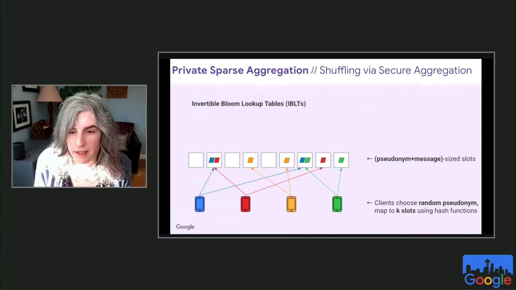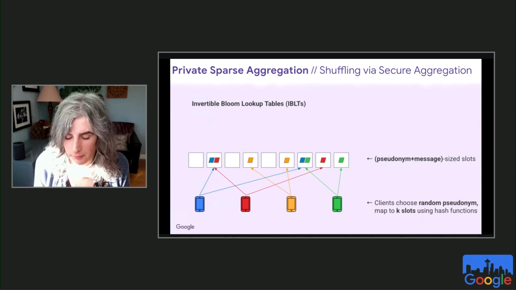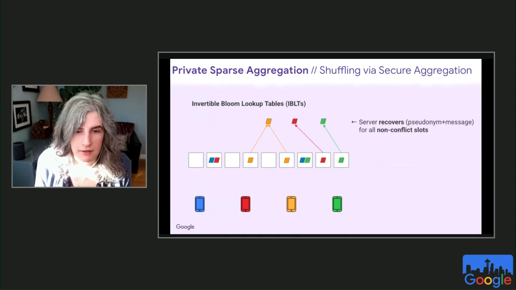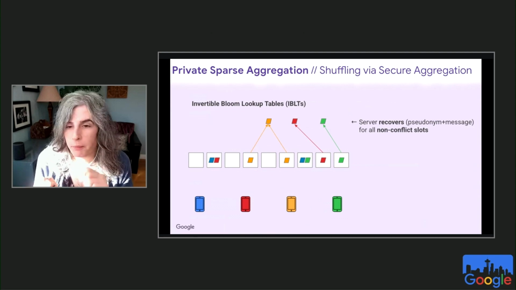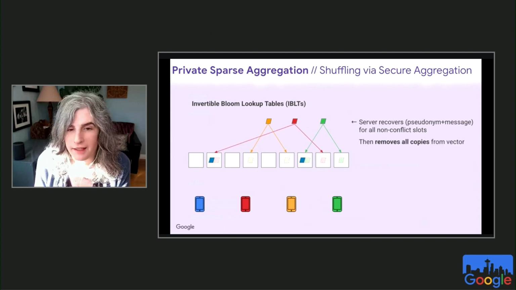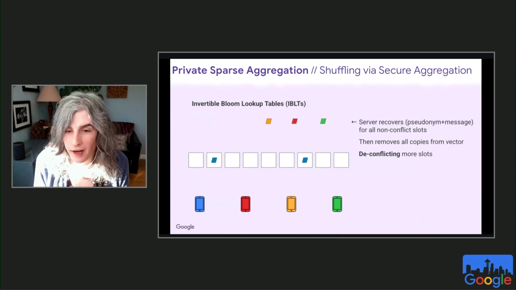When they put a message in a slot, they'll put both the pseudonym and the message there. Now when the server goes to decode this vector, the server can look at any slots that happen to be unconflicted, and recover both the message and the pseudonym. With the pseudonym in hand, it can compute all the slots that message should have been in, and using the same hashing strategy that the devices use, remove those messages from those slots, subtract them off, and that will produce further slots that are now newly non-conflicting.